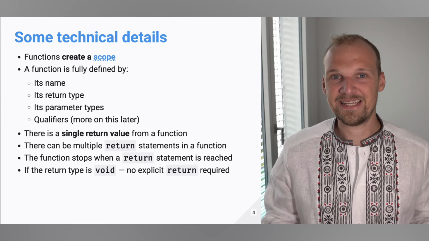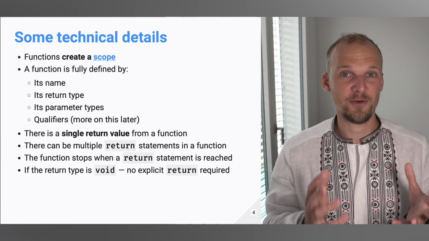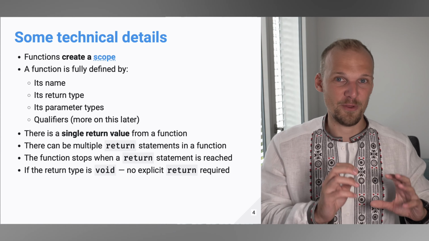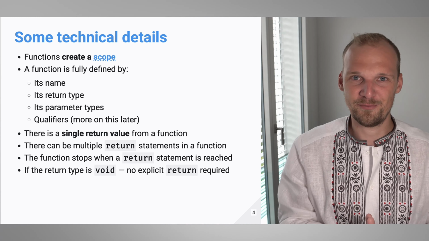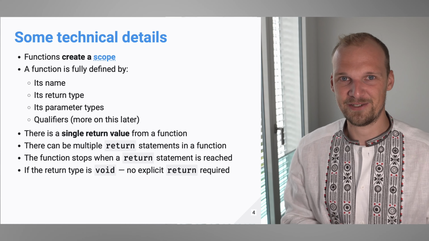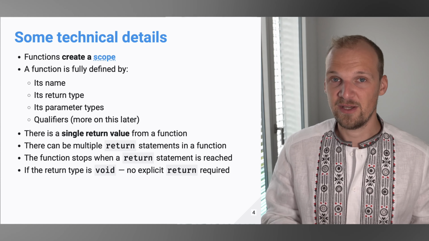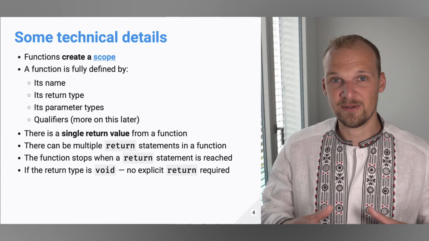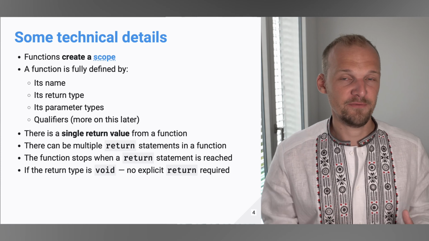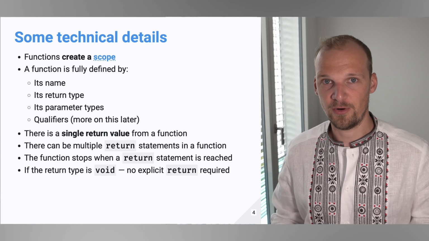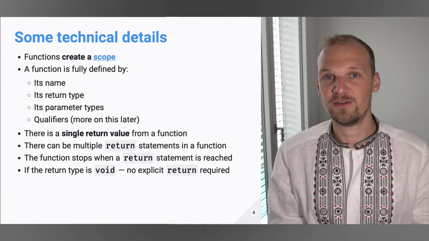Now, there are some technical details that we have to cover here. First and foremost, every function creates a scope. So all the variables that live within that scope die by the end of that scope. And we will talk about different problems that can come out of this a bit later too. In addition to that, the function is fully defined by its name, its return type, its input types, and then some qualifiers. But we will not talk about qualifiers in this lecture. There is a single return value from every function. You cannot return more than one value, but you can return arbitrarily complex values, so that substitutes for this.